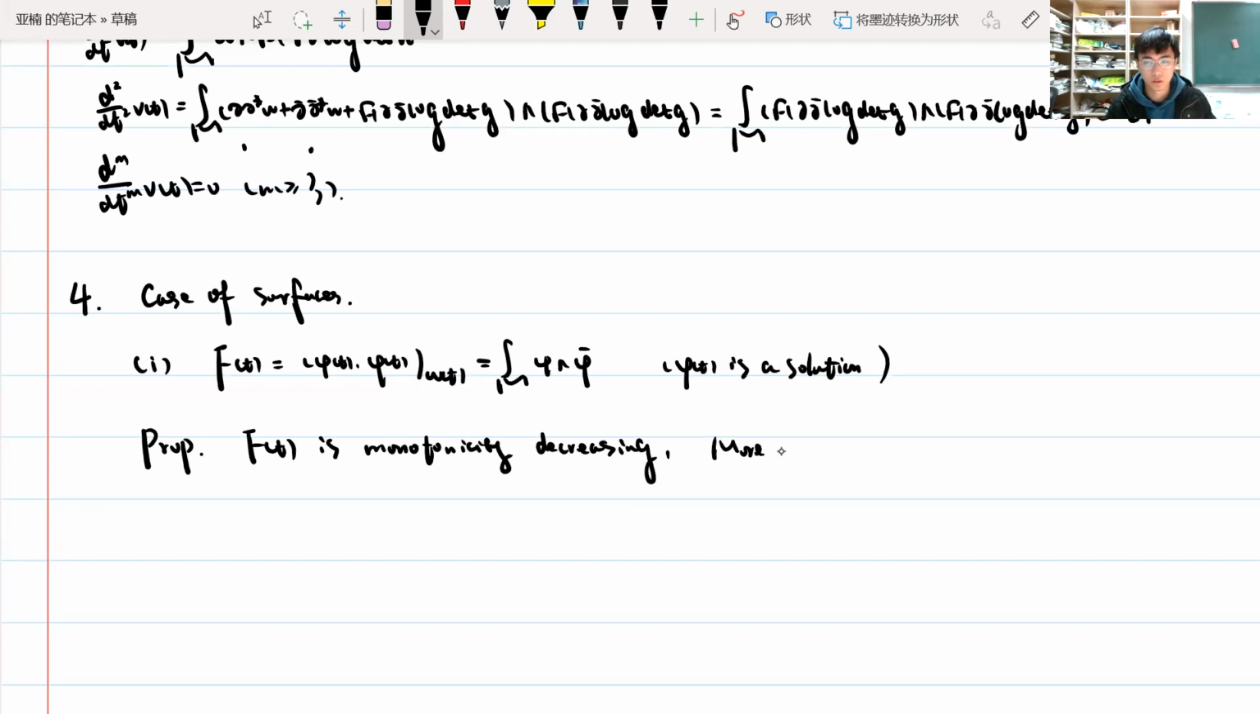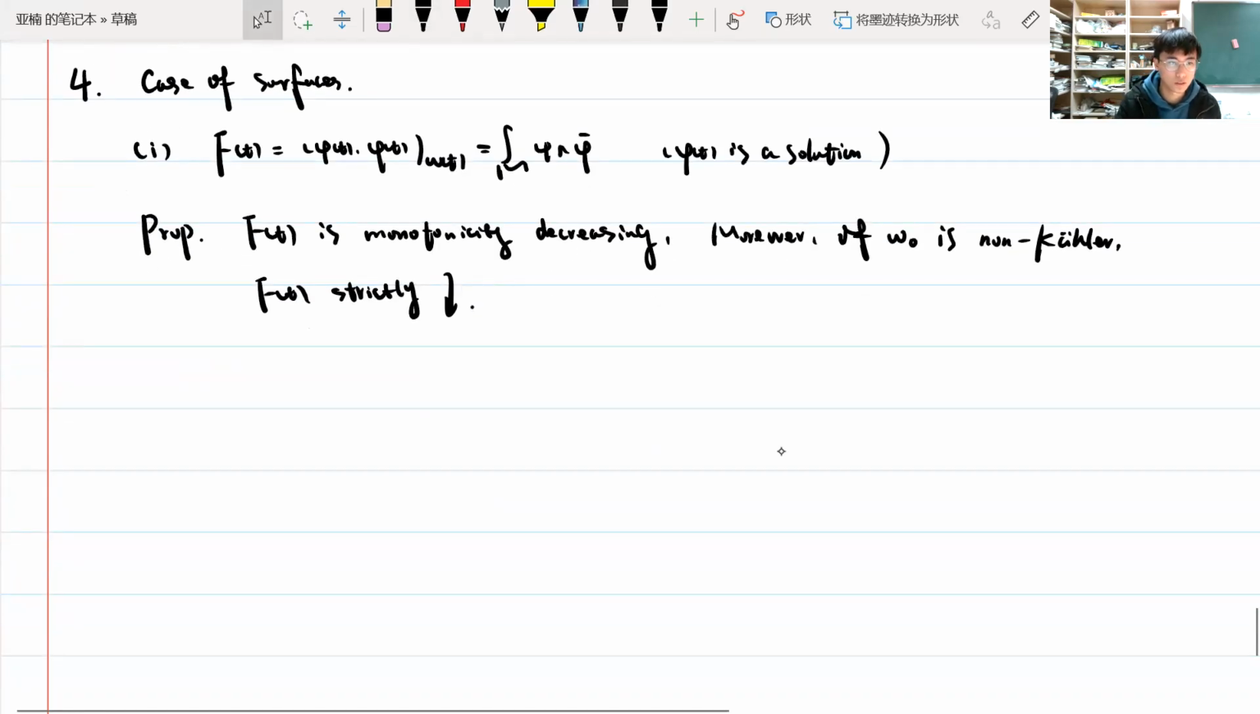Moreover, if the initial condition omega 0 is non-chiral, then F_t is strictly decreasing. This observation is simple to prove.